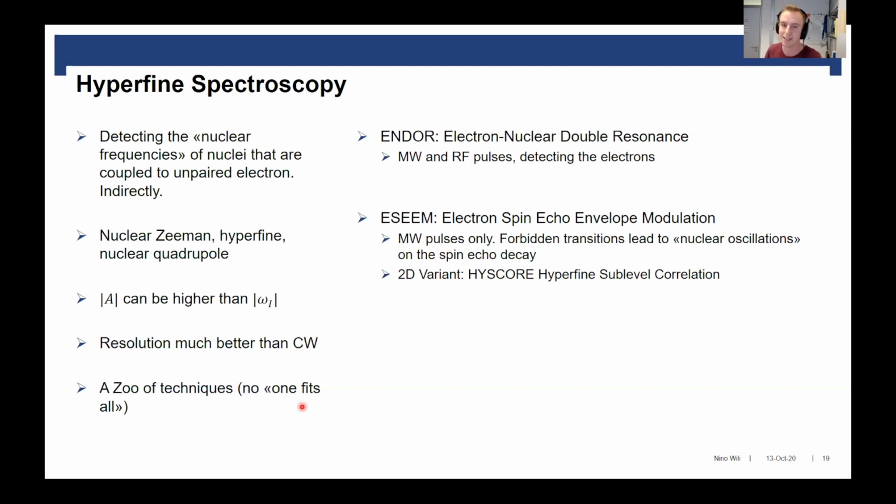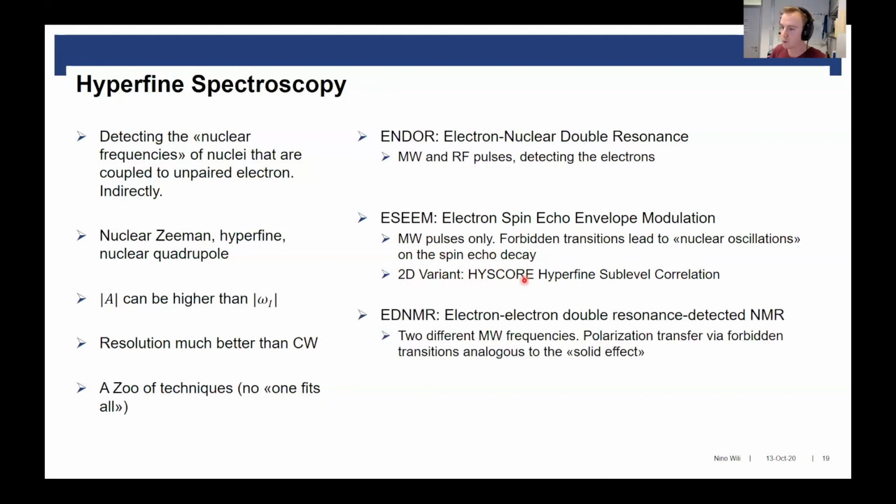Then there's so-called ESEEM, which is electron spin echo envelope modulation. And there you only use microwave pulses. But because you have semi-allowed forbidden transitions, you get nuclear oscillations on your echo decays, which give you information about the nuclei that are present. And there's actually a 2D variant of this, which is very, very useful, which is called HYSCORE, or Hyperfine Sublevel Correlation.